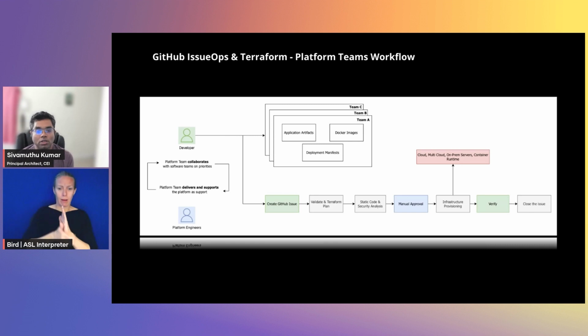So the developer creates a GitHub issue, which triggers the validate and Terraform plan. You can bring in static code and security analysis. You can add an optional manual approval step. Once everything is done, the infrastructure provisioning will happen. As I said, Terraform can do provisioning on cloud, multi-cloud, on-prem servers, whatever you name. You can add different modules and different providers in Terraform. Finally, the developer team, the app team, verifies, and the GitHub bot closes the issue.